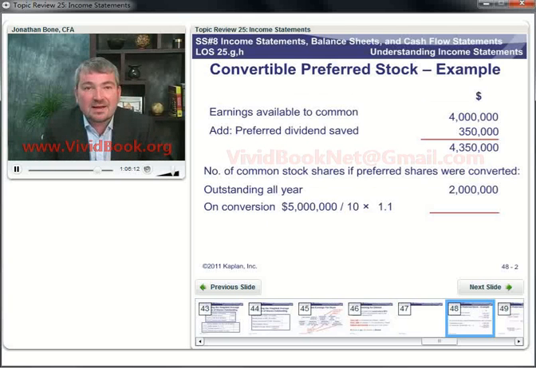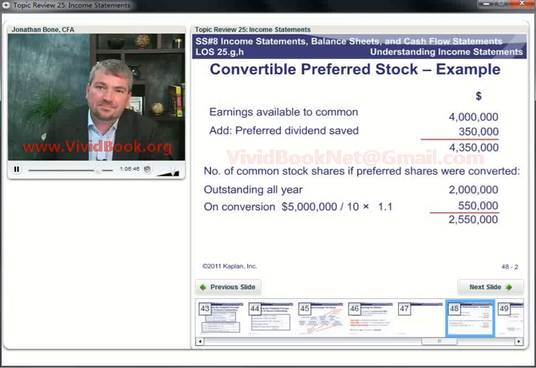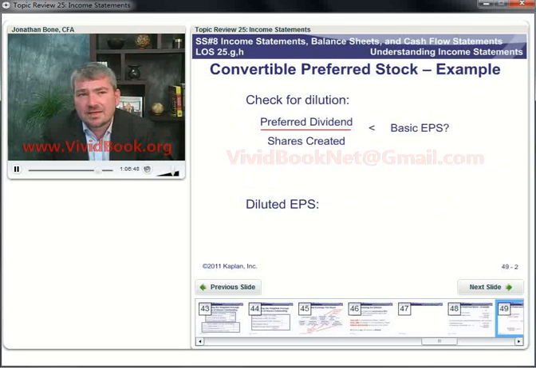5 million par value, 7% coupon, so therefore 350,000. So my adjusted numerator would now be 4,350,000. I also need to work out the impact on the denominator. So my par value 5 million, and remember for every $10 of par value I get 1.1 shares. So 5 million divided by 10 times 1.1, a further 550,000 shares would be created, giving me a denominator of 2.55 million.